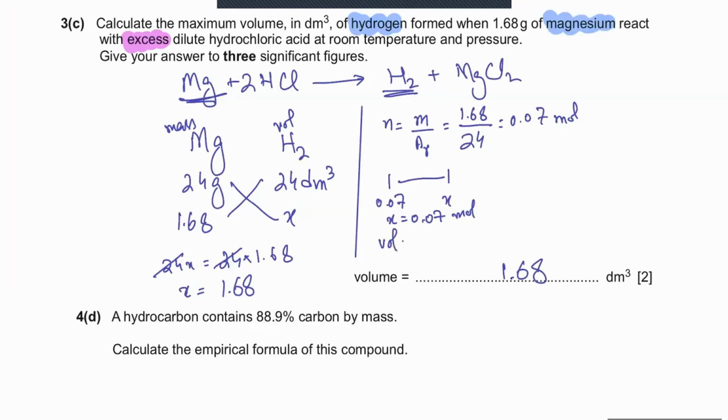So volume is going to be 0.07 times 1 mole की volume, which is 24, which is again 1.68. I would always suggest कि final answer को आप इस तरह से square या circle कर लें ताकि examiner को बताओ कि ये आपका final answer है.